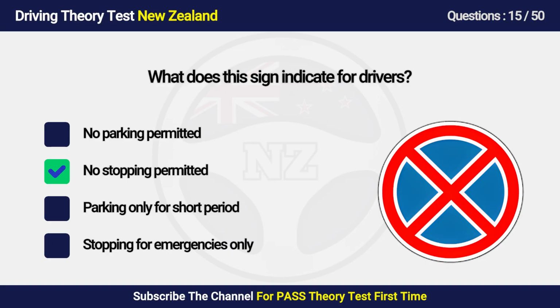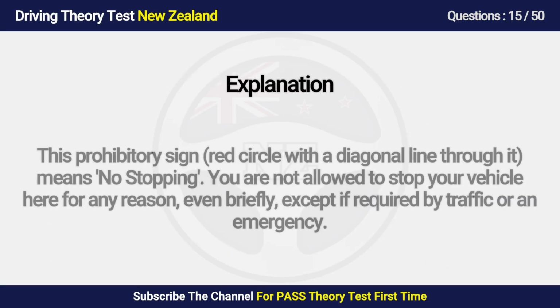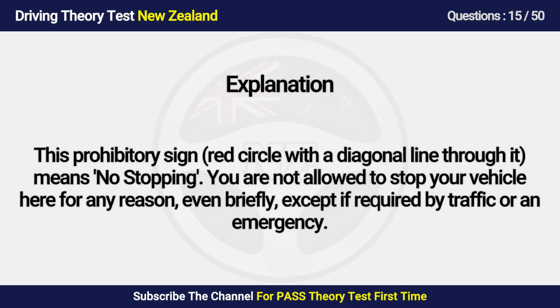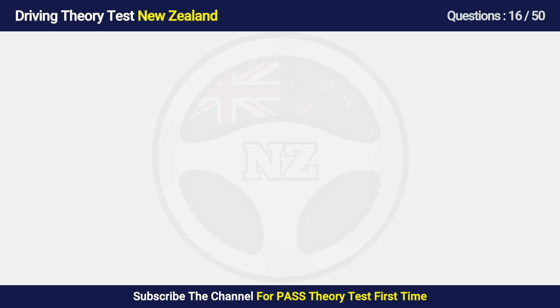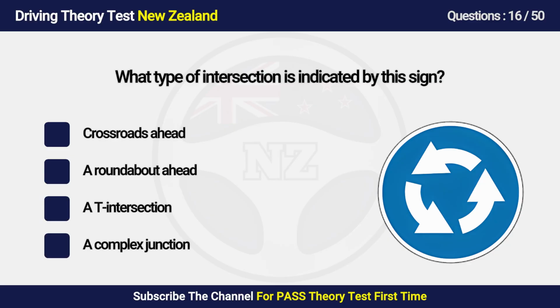Answer is B, no stopping permitted. This prohibitory sign, a red circle with a diagonal line through it, means no stopping. You are not allowed to stop your vehicle here for any reason, even briefly, except if required by traffic or an emergency. Question 16. What type of intersection is indicated by this sign?